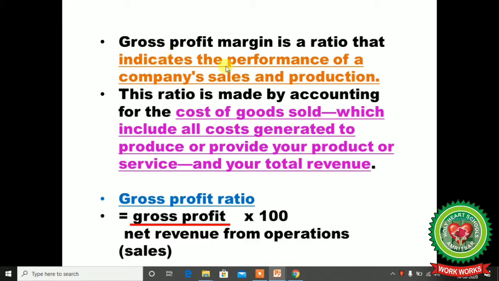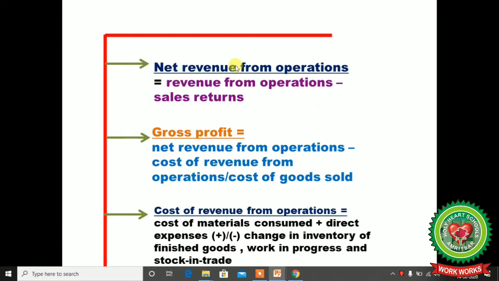So in the case of gross profit, which thing do you consider? Your direct expenses, your cost of production. How to compute the gross profit ratio? Gross profit ratio is gross profit divided by net revenue from operations, multiplied by 100. For this you need net revenue from operations. How to compute net revenue? Revenue from operations minus returns. Your sales return is deducted from the revenue from operations, then it is considered as net revenue.